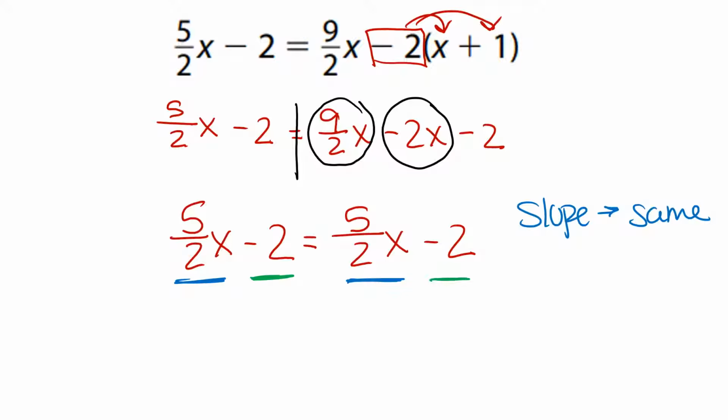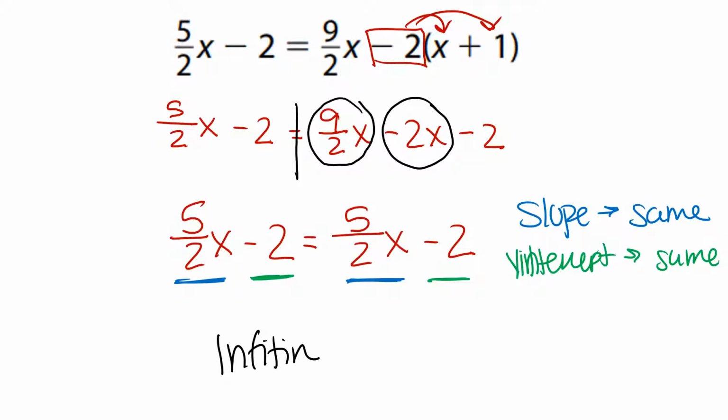The minus 2 and the minus 2, so the y-intercept is the same. This is going to represent an infinite solution. The equation is the same. 5x minus 2 equals 5x minus 2.